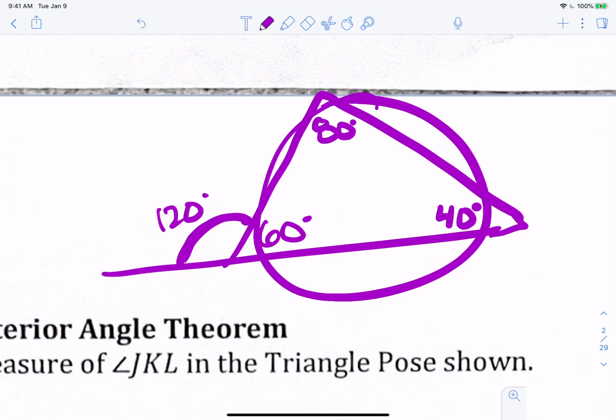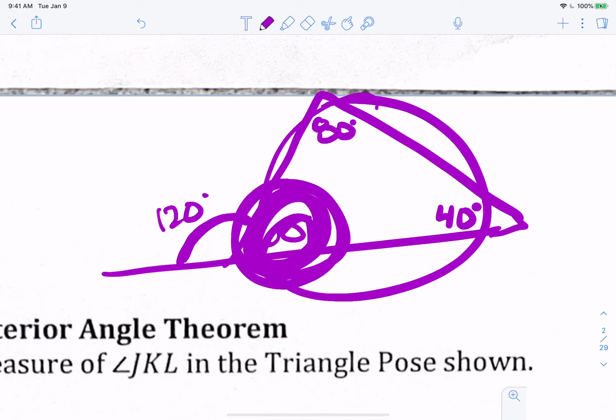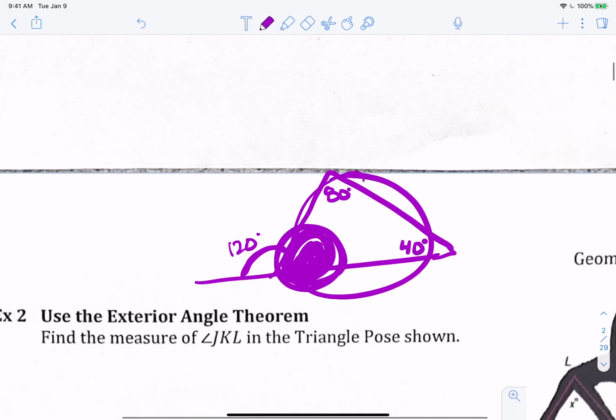Okay? So that's a way of kind of cheating. You don't have to find this one first. You can cross it off. You don't need to find it first. You can find the exterior angle by just adding up the other ones. Okay, but will you tell us what those other two are? Yeah. Well, kind of.